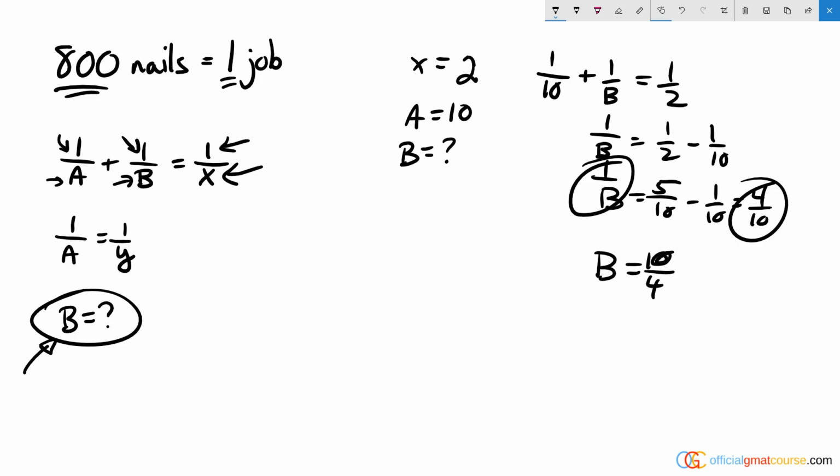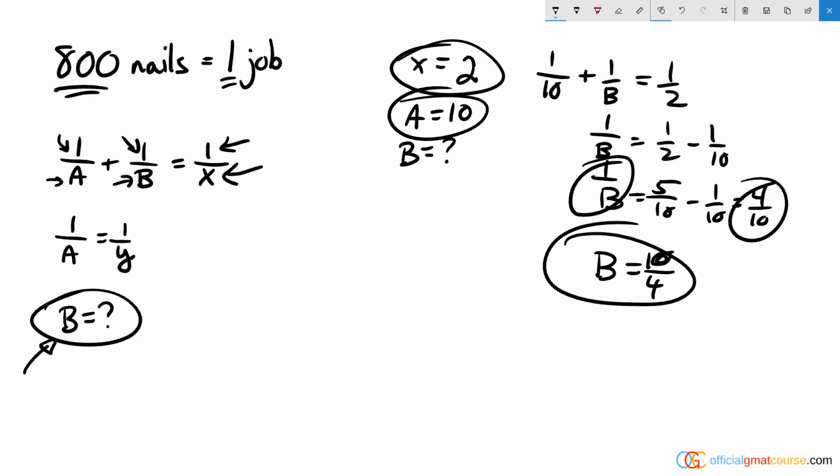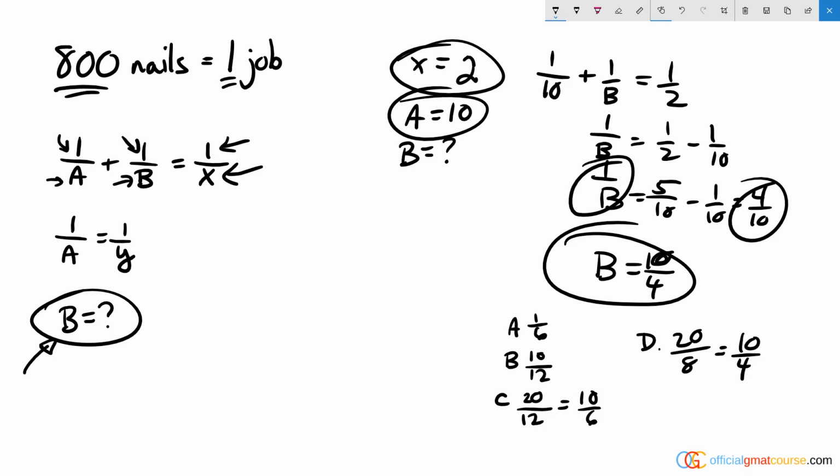Now, which of these formulas in the answer choices give me 10 over 4 as an answer for B when I plug in X equal to 2 and A equal to 10? Well, if you look at the first one, A would equal 2 over 12, which is 1/6. That's definitely not right. B would equal 10 over 12. That's definitely not right. C would equal 20 over 12, which simplifies to 10 over 6. That's not right. D would equal 20 over 10 minus 2, which is 8. That does simplify to 10 over 4, so that's probably the answer.